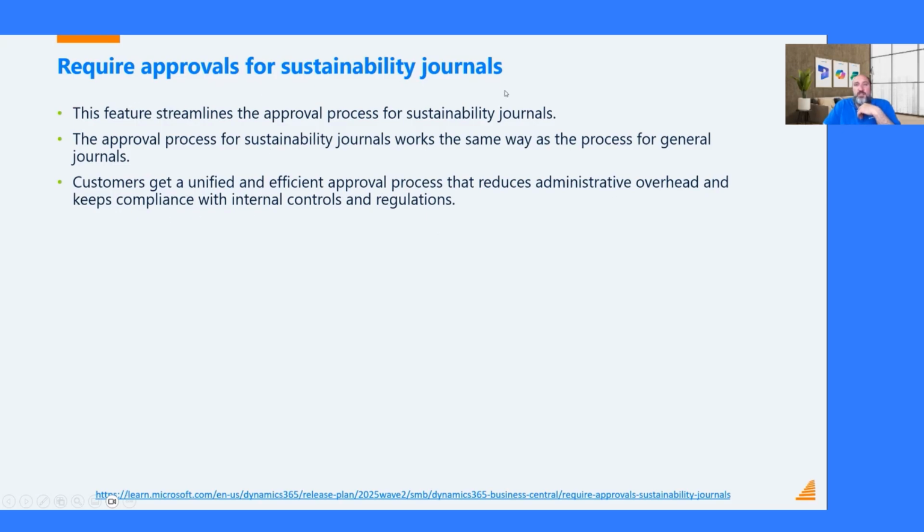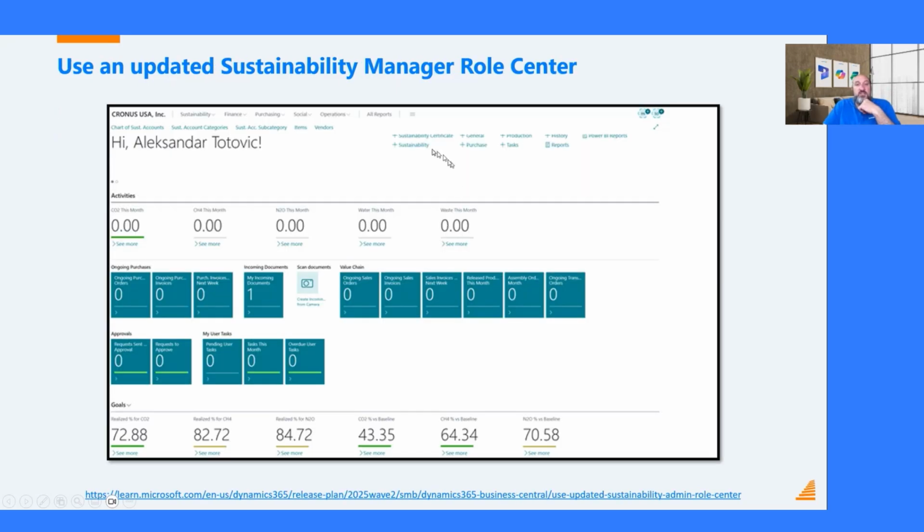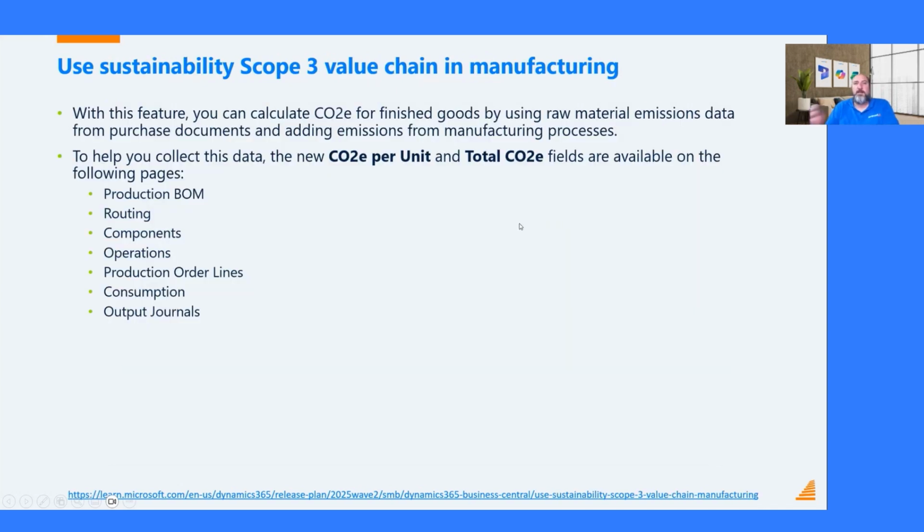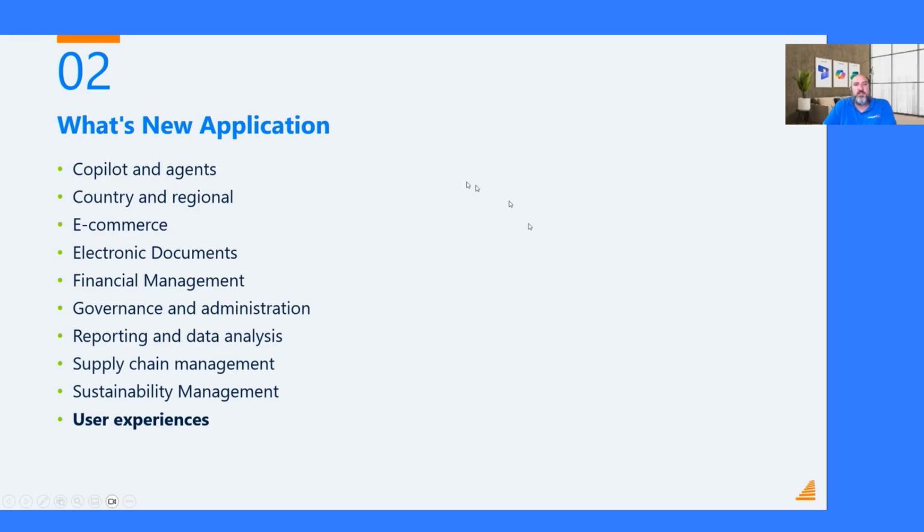Require approvals for your sustainability journals. So in other words, there's now an approval process that's been added before you post your journals. There is a new sustainability manager role center that's actually been created as well. And you can now use sustainability scope 3 in your manufacturing processes.